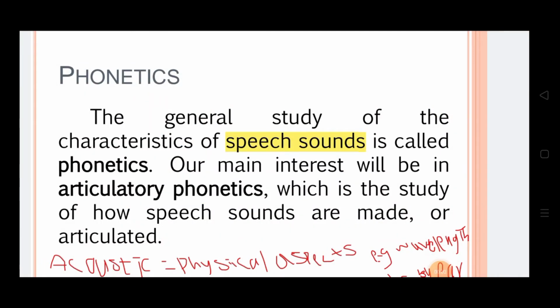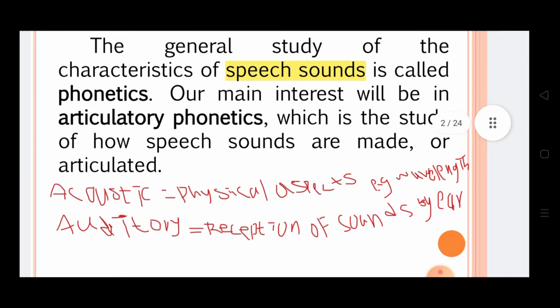So we'll begin by discussing phonetics. Phonetics in linguistics is the study of characteristics of speech sound, and it deals with speech sound as physical entities, whereas another phenomenon is phonology, which deals with speech sound as abstract entities.